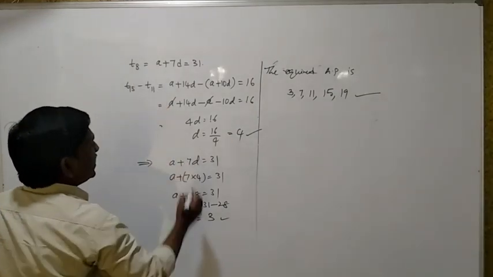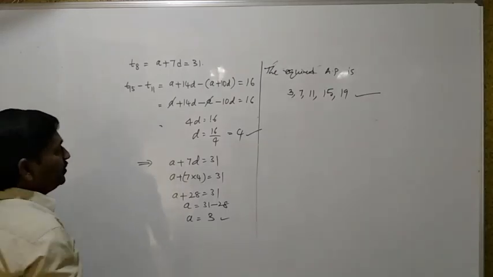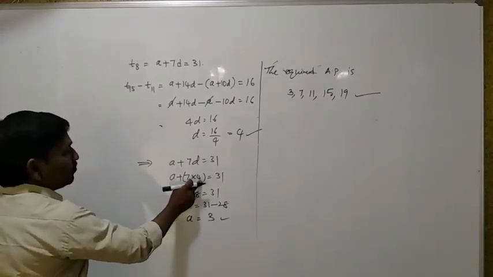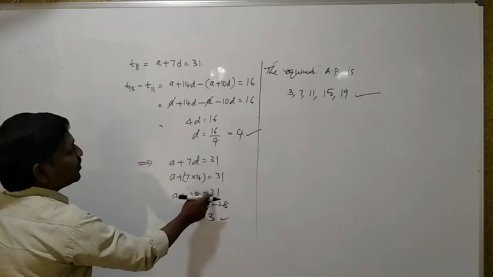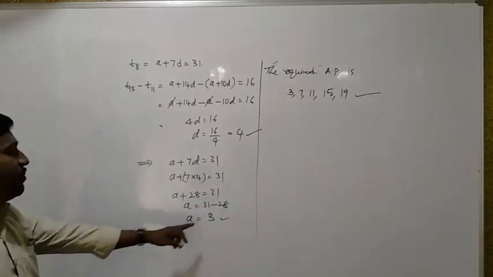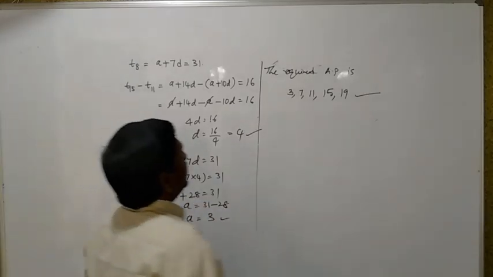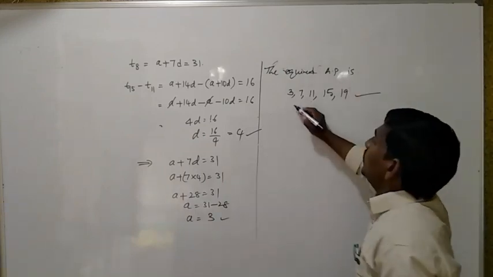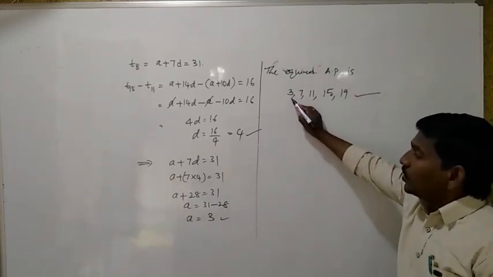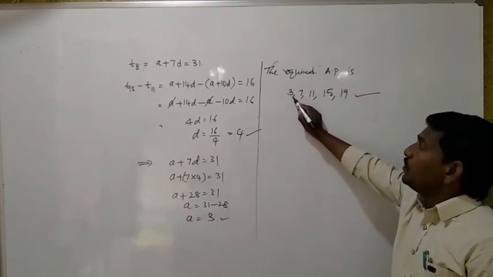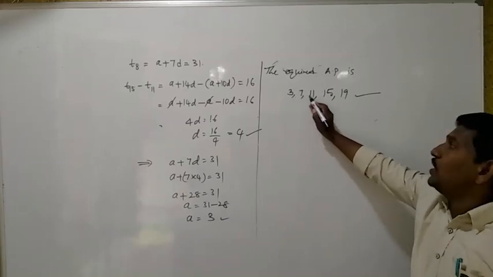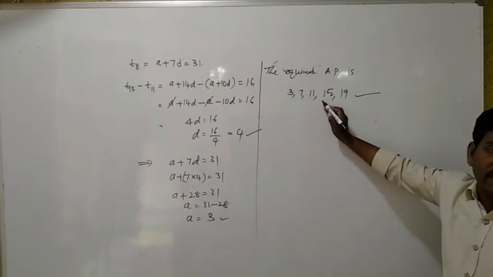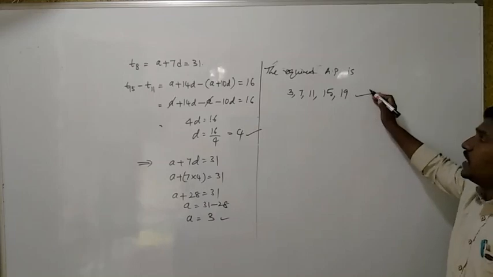Substitute D value in the equation T8. A plus 7D equal to 31. A plus 7 into 4, A plus 28 equal to 31. A equal to 31 minus 28 equal to 3. So the required AP is the first term A, the common difference is 4. 3 plus 4, 7. 7 plus 4, 11. 11 plus 4, 15. 15 plus 4, 19. This is the required AP.